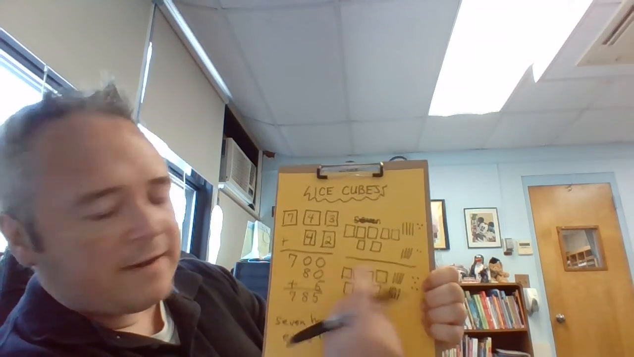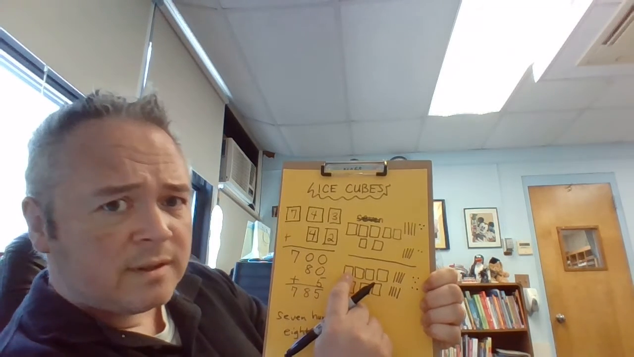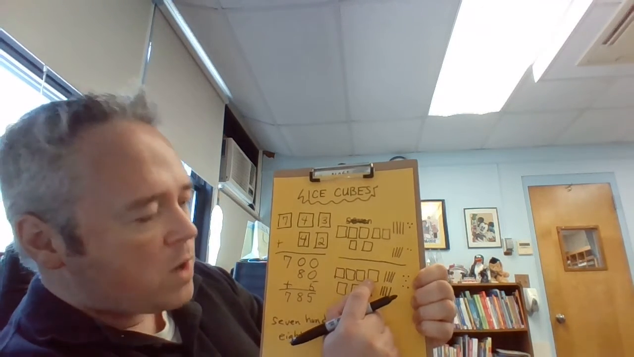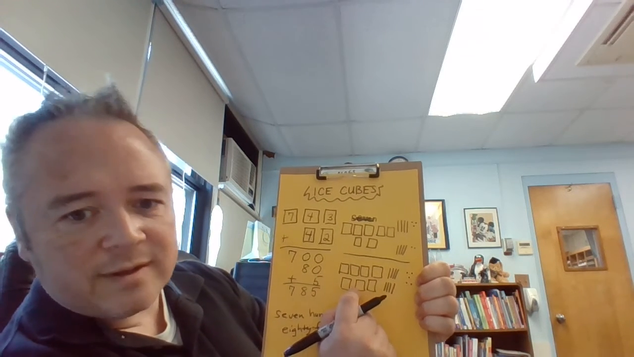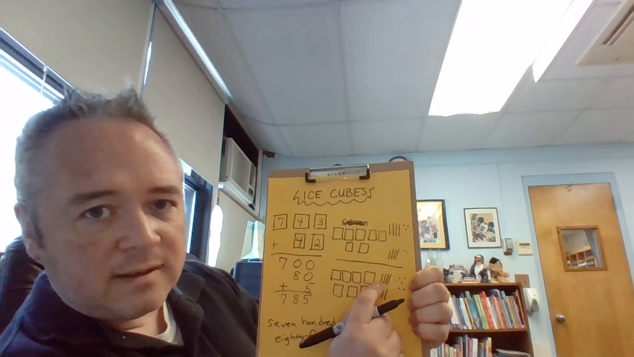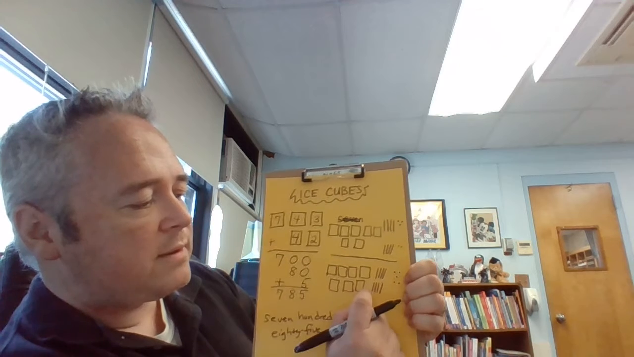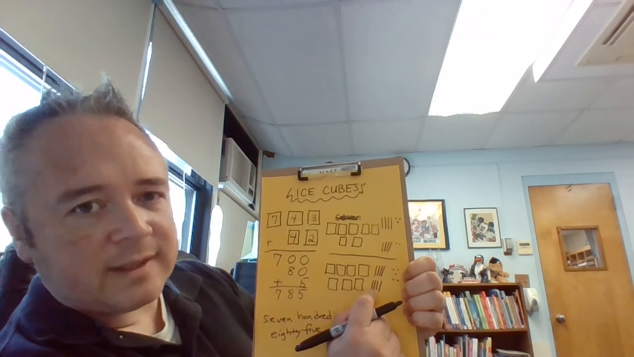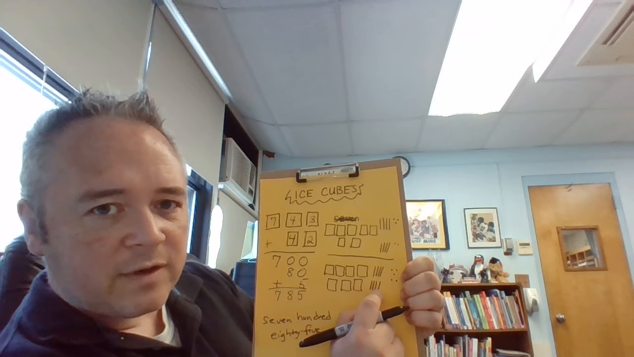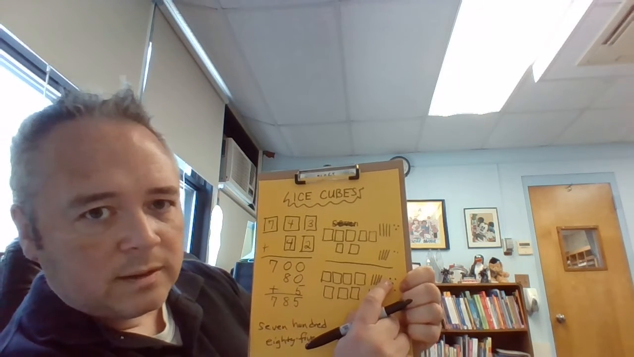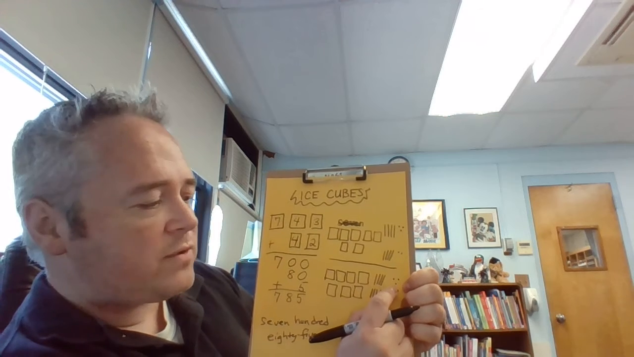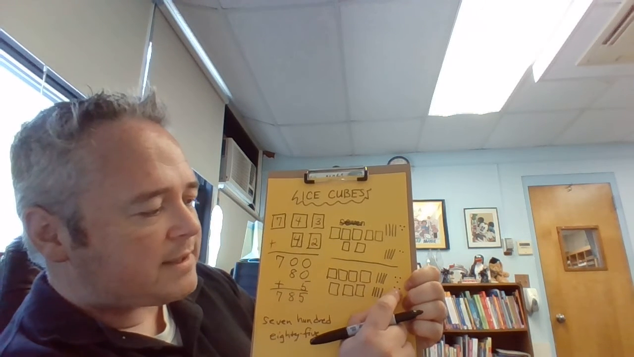So I have 785. Can you count this with me? 100, 200, 300, 400, 500, 600, 700, 710, 720, 730, 740, 750, 760, 770, 780, 781, 782, 783, 784, 785. 785 is my score. And then my partner would do all the same things, and whoever has more points is the winner. That's how the game goes.